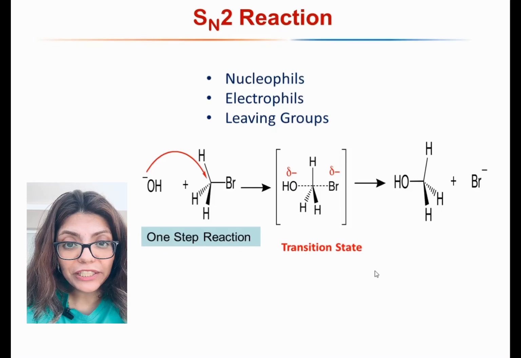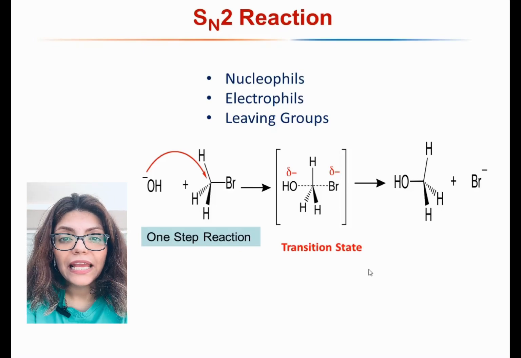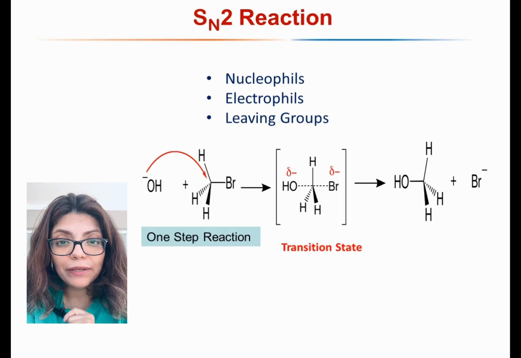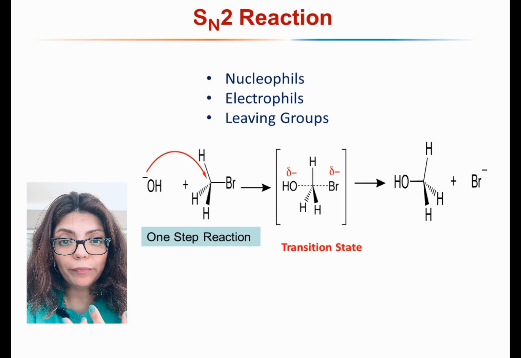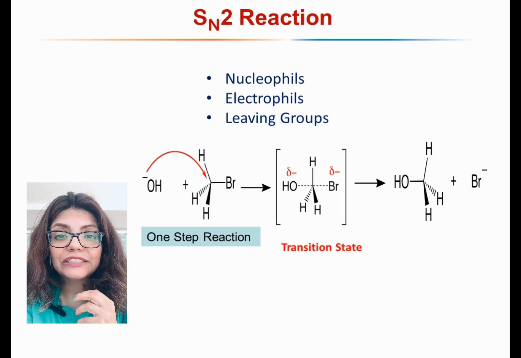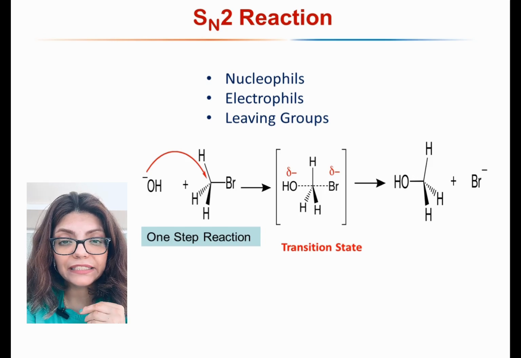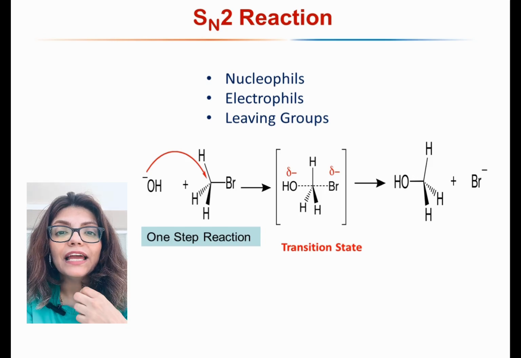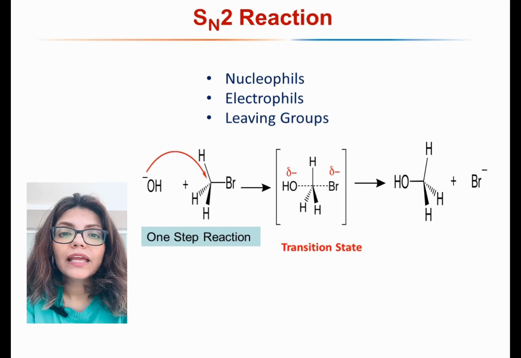In any substitution reaction, one atom or group is being replaced with another atom or group. Here we have an example of hydroxide replacing the bromine in this structure. In any SN2 reaction, we should identify three main key players: nucleophile, electrophile, and leaving group.